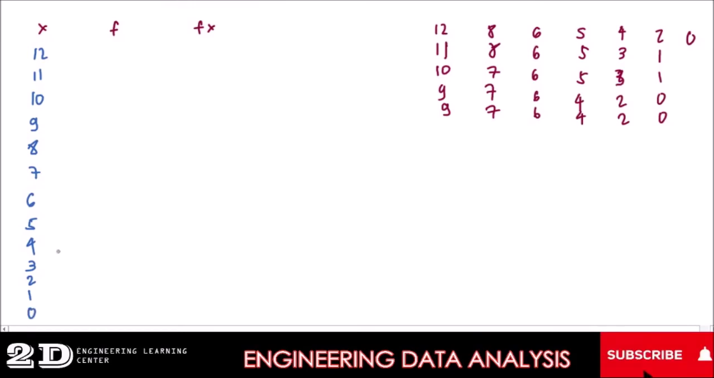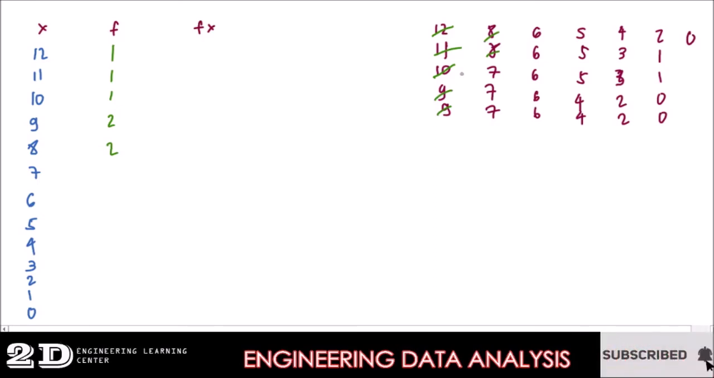Okay, now we will count the frequency. So how many 12? There is only one 12, so this will be 1. 11 is only 1, so this will be 1. Then 10, how many 10? This will be 1 also. 9, so 1, 2, there are two 9s. Then we have 8, another 2.